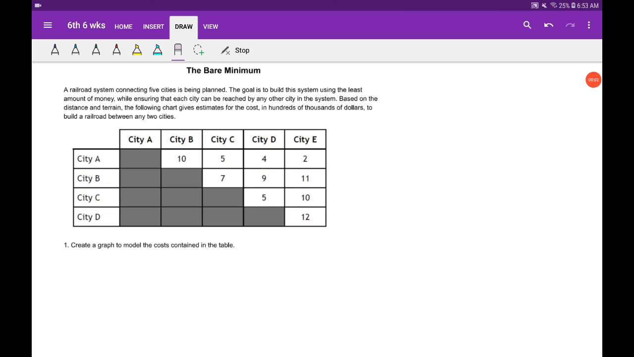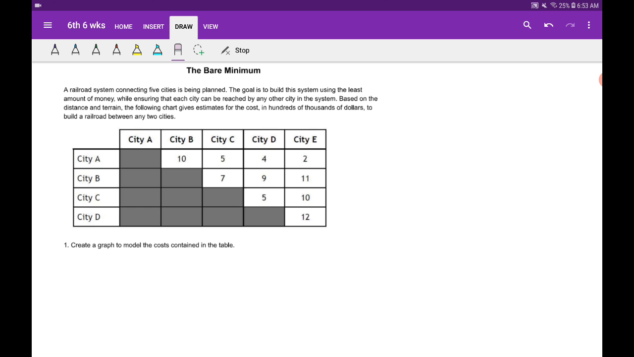Okay, guys, we're going to apply what we know about graphs and make a graph that represents this cost analysis of these cities to get a rail line. So this is in the hundreds of thousands of dollars. The 5 there would represent $500,000. The 10 would be $1,000,000.